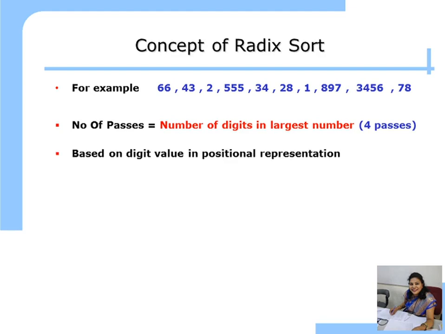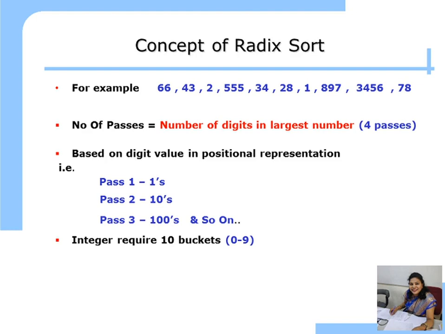Radix sort is totally based on the digit value in positional representation. That is, in pass 1, let us take the above example only. How many passes are required for the above example? 4 passes. So in pass 1 we consider the unit position of all numbers. In pass 2 we consider the 10s position of all numbers. In pass 3 we consider the 100s position of all numbers. In the fourth pass, we consider the 1000s position of all numbers. In the fifth pass, if there is one, then we consider the 10,000s position of all numbers, and so on.